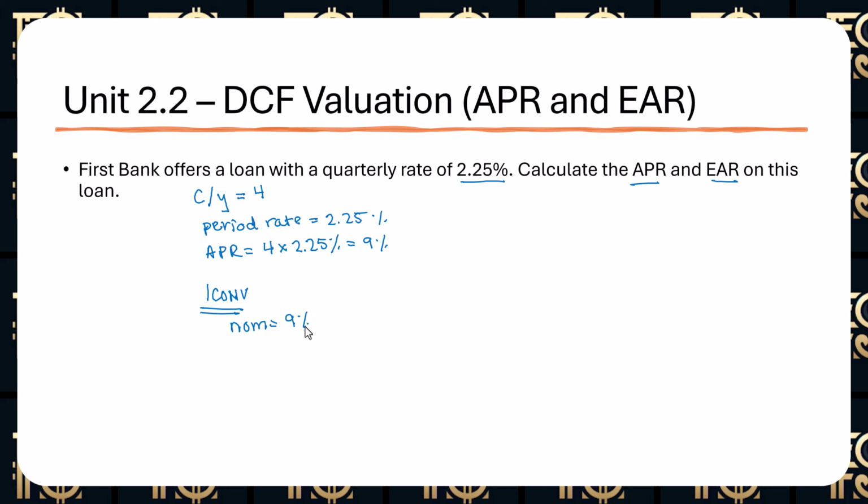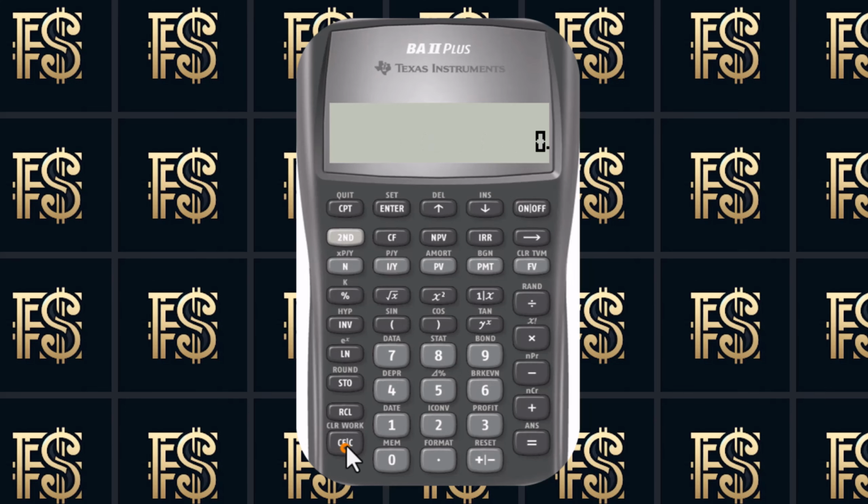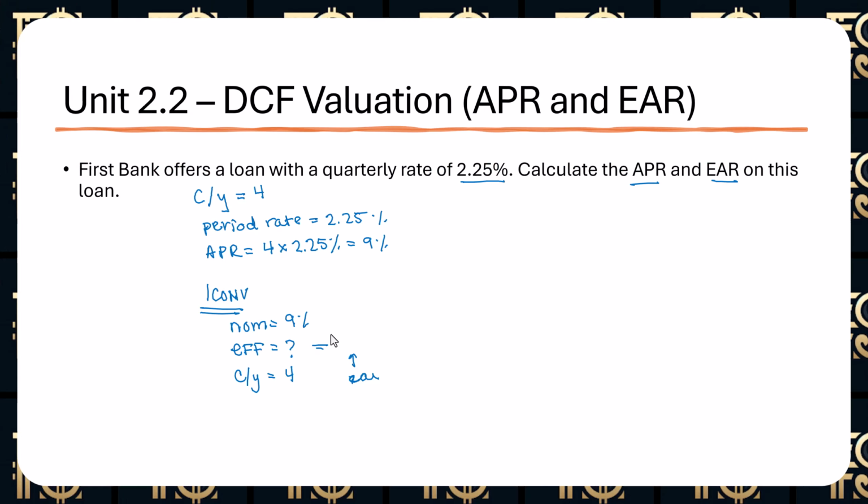We will now use our interest rate conversion worksheet, and we will convert that APR of 9% to an effective annual rate. That will be my EAR. And the compounding periods per year is 4. Okay, let's go into the worksheet here. Go ahead and clear this work out. And we'll put 9 and enter. We'll arrow down, we'll change the CY to 4. We'll go back up to the EFF, or the effective annual rate, and we'll compute it. And the answer here is 9.308%.